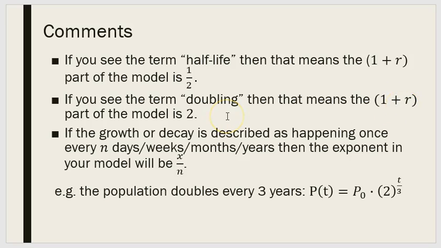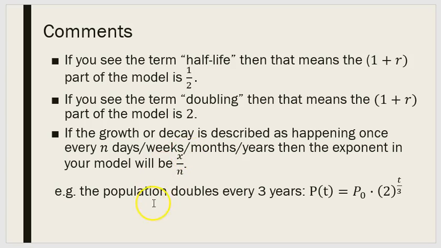Sometimes they will say that the growth or decay doesn't happen every year. Maybe it happens every 3 years. So in this case, I've used the variable n to represent whatever the number of days, weeks, or months it takes is. Then your exponent will go from just being an x or a t, depending on the variable you're using, to being that variable divided by n.